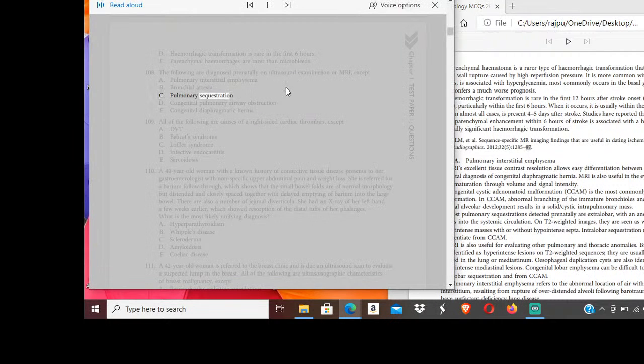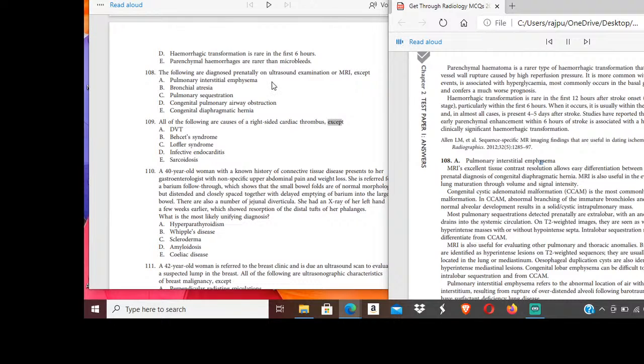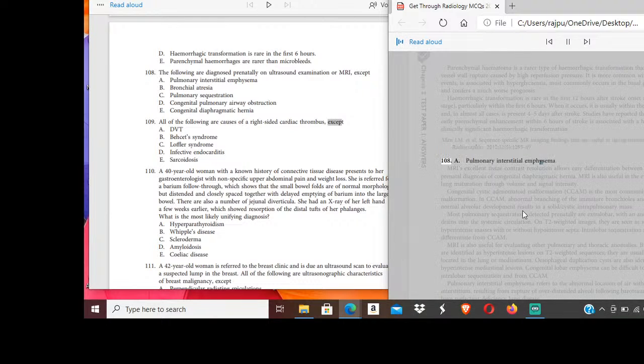Atresia. C. Pulmonary sequestration. D. Congenital pulmonary airway obstruction. E. Congenital diaphragmatic hernia. 109. All of the following are causes of a right-sided cardiac thrombus. 97. 108. A. Pulmonary interstitial emphysema.